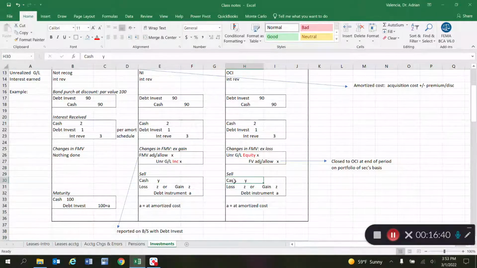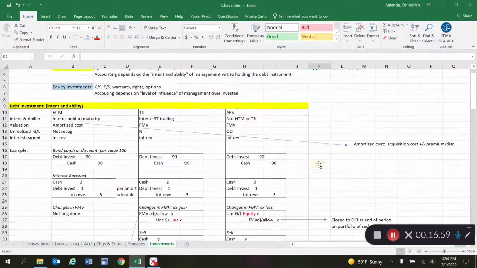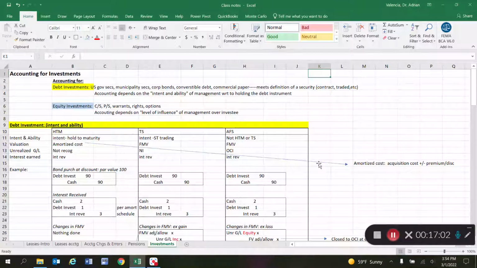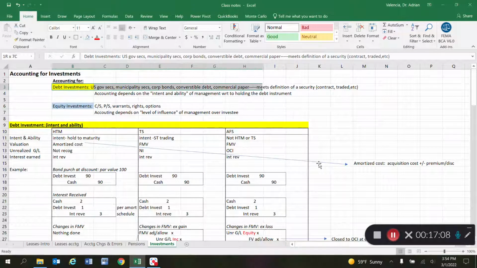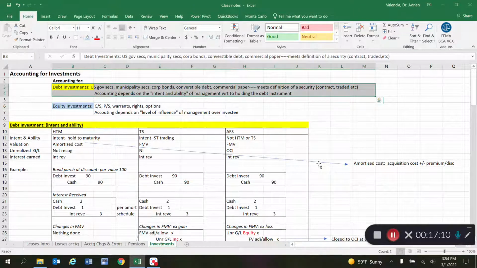that's when you have your transaction for cash for whatever amount you received, and you remove the debt instrument at its amortized cost. And then you have a loss or a gain depending on where you stand. If you received more than the amortized cost, then you have a gain. But if you receive less, you have a loss. Okay, so that is the accounting for debt investments from the perspective of a company buying the debt instruments of another company or of a government, etc.